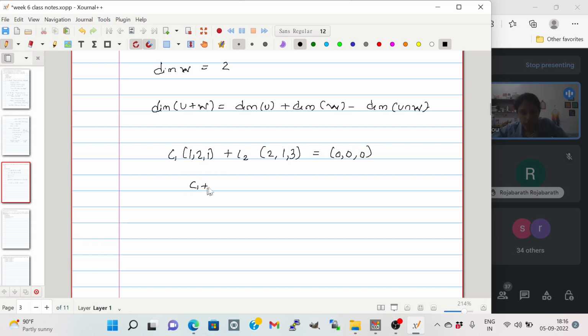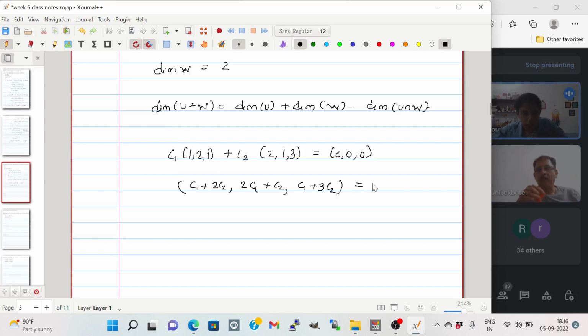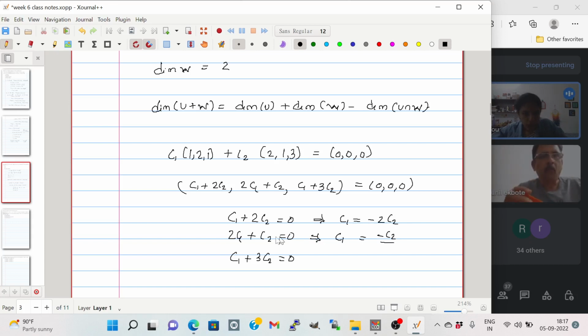Means C1 plus 2C2, 2C1, just adding coordinate-wise: 2C1 plus C2 and C1 plus 3C2. So this we are equating with our zero element (0, 0, 0). That means C1 plus 2C2 equals 0, 2C1 plus C2 equals 0 and C1 plus 3C2 equals 0. From this we can get C1 equals minus 2C2, and here C1 equals minus C2 by 2.